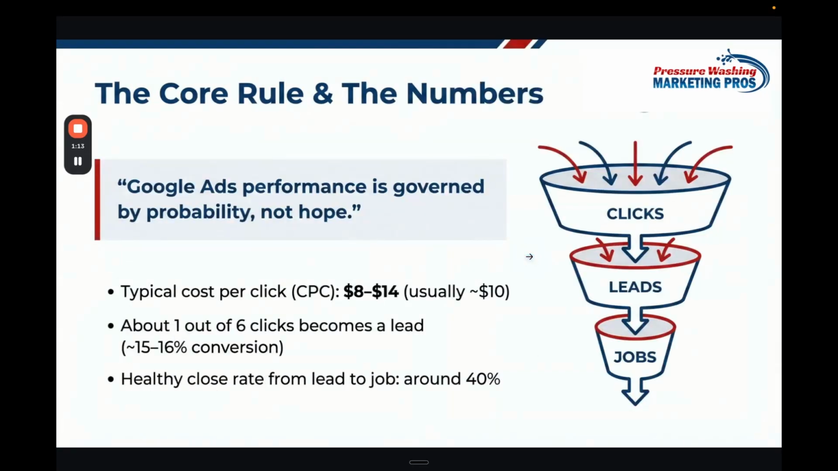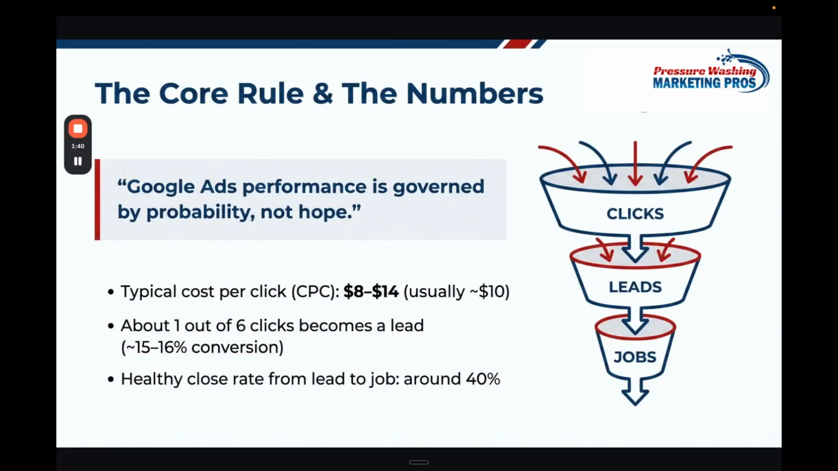The core rule and the numbers that I typically see in the exterior cleaning industry is that the typical cost per click, or how much it's going to cost you every time somebody clicks on your ad, is going to be between $8 to $14. Usually it's going to be around $10. And usually about 1 out of 6 clicks is going to become an actual lead, which is about 15% of the time. So if you get 100 clicks, then guess what? You're going to get 15 leads.